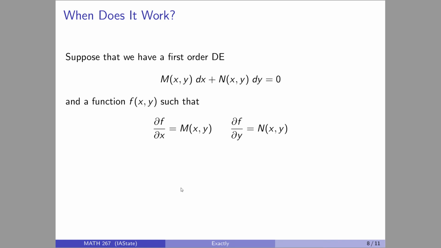Suppose we do have a first order DE so that it does work. That means we found the function f that satisfied that its partial with respect to x was M, and its partial with respect to y was N. Well, then what's true? If I look at what are called the mixed partials, then if I take the derivative of M with respect to y, I've taken the derivative of f first with respect to x, and then with respect to y. Similarly, if I take the partial of N with respect to x, I'm taking the partial of f with respect to y, and then the partial of that with respect to x.